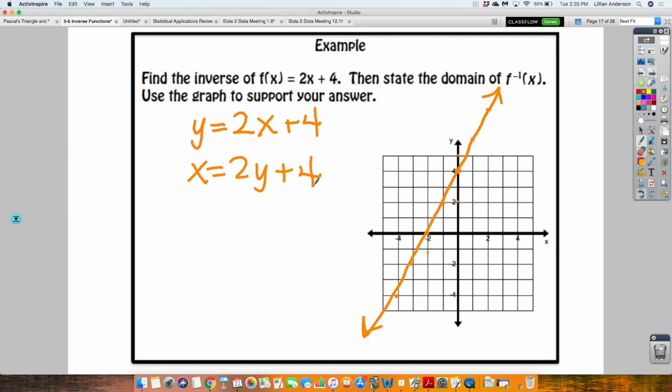Then I need to solve for y. How do I solve for y? How do I get y by itself? Subtract 4. Divide by 2. So that was step 4.